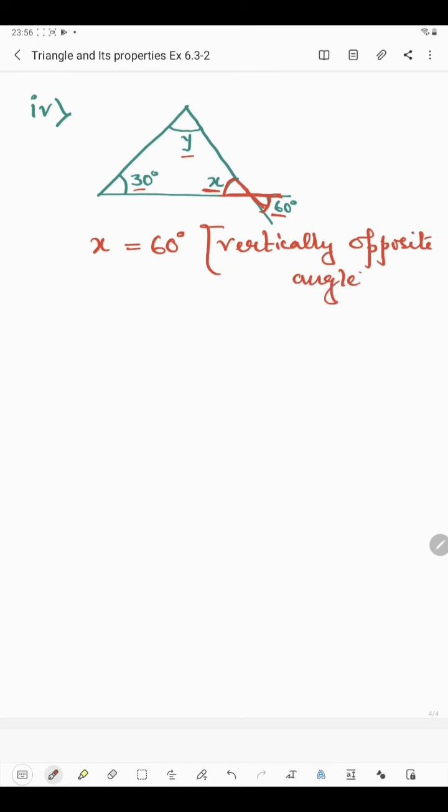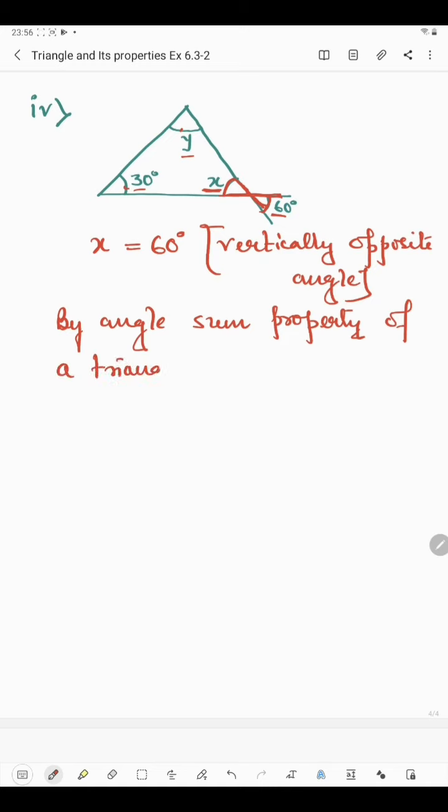Now we will have to find the value of y. So here we have got the value of x. Now these are the angles of a triangle. So the sum of these three angles will be 180 degree by angle sum property of a triangle. Okay. So by angle sum property of a triangle, y plus 30 degree plus x is equal to 180 degree.